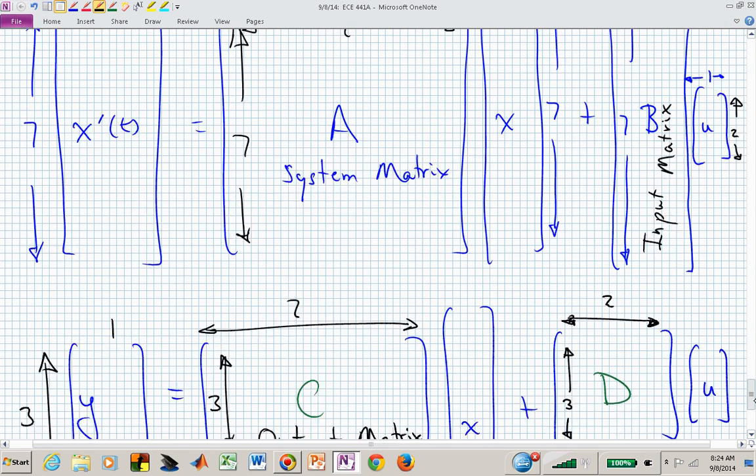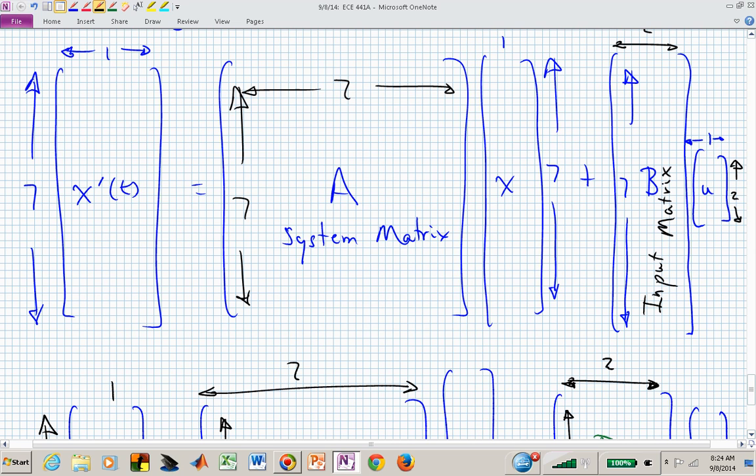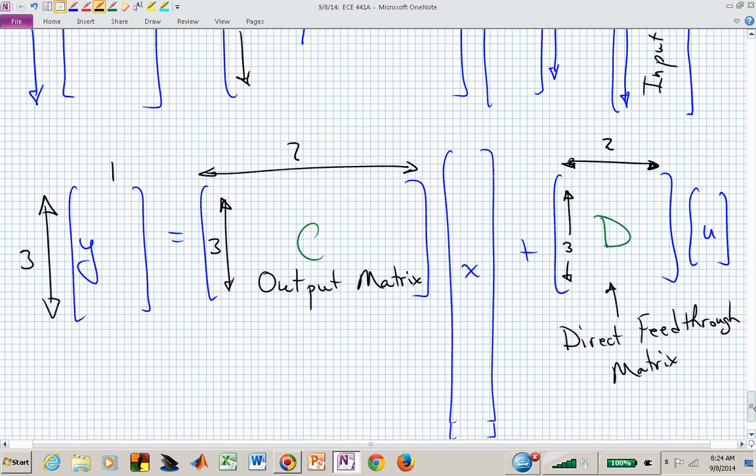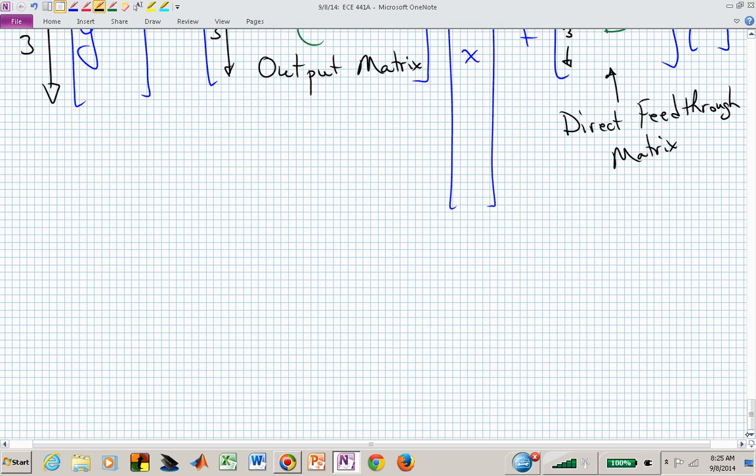We have 49 entries in the system matrix. We have 14 entries in the input matrix. We have 21 entries in the output matrix, and we have 6 entries in the D matrix. That's why you learned your multiplication tables in first grade or wherever you did it. That's just adding up, right? 3, 6, 9. All right. Now, how do we fill in these 49 entries?